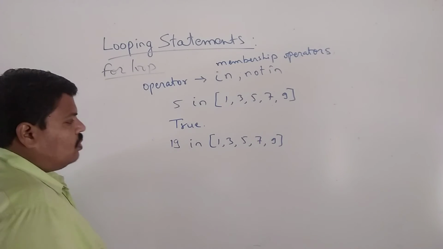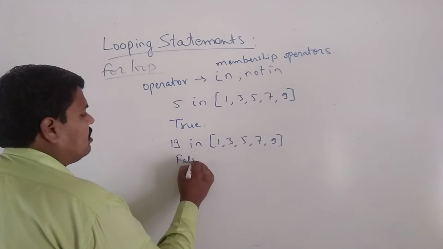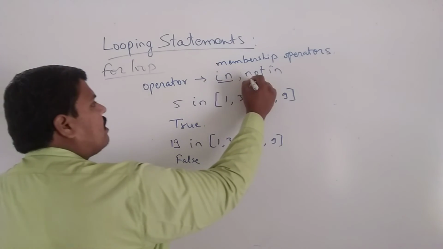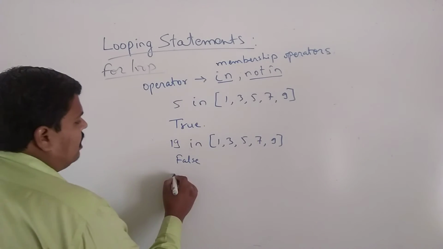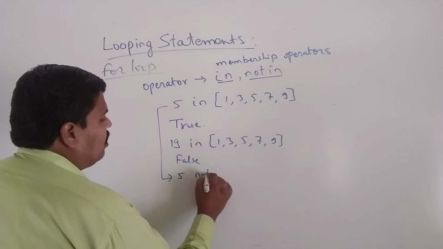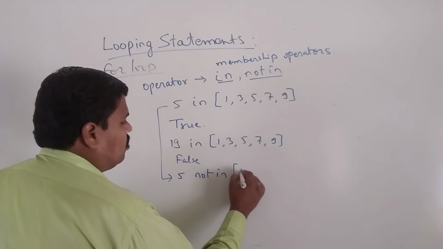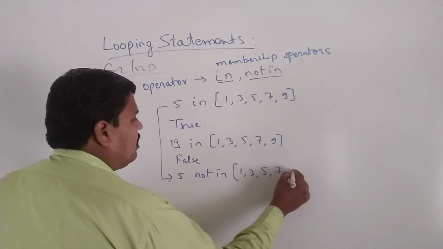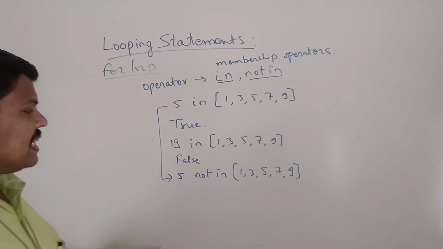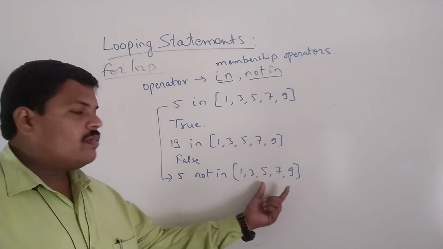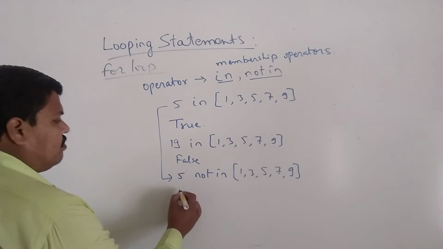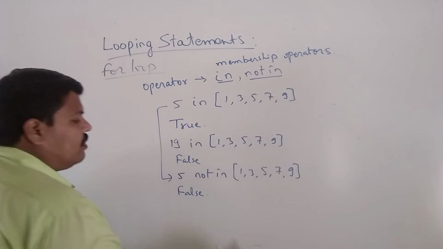We can also check 19. Is it there? No. So what will be the output? False. Okay, and the second operator, not in, can also work. How? Now tell me this. See the similarity: 5 not in the same sequence 1 3 5 7 9. Now tell me the output. False. Yes. What are we checking? 5 not in this list? No. So it is false. Okay, so that turns out to be false.